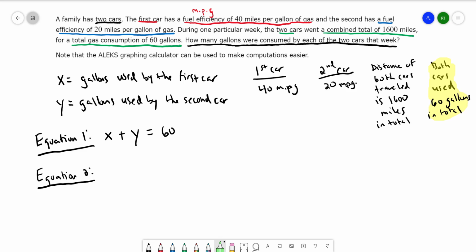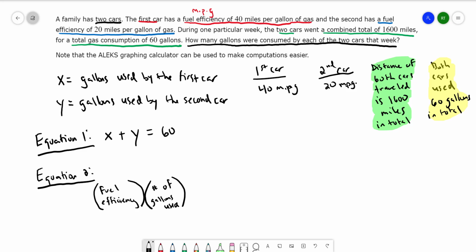Now for equation number 2, we're going to look at this set of information. The distance of both cars traveled is 1,600 miles in total. So altogether they travel 1,600 miles. How do you calculate the distance is one thing you have to think about now. To calculate distance, we're going to need two things: the fuel efficiency of the car, and we're going to multiply that by the number of gallons used.